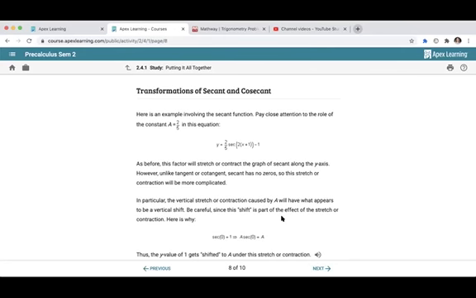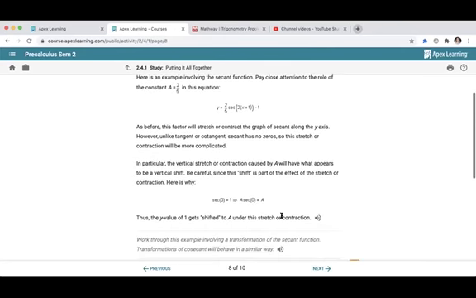Okay, dealing with secant and cosecant here.